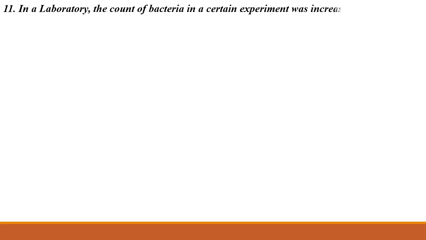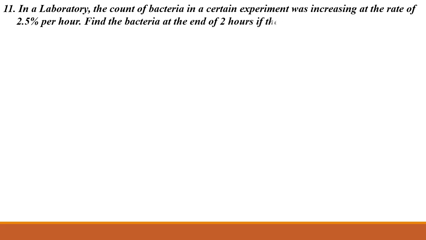We will take one more question for today's class, and that is question number 11 of the NCERT book. It says, in a laboratory, the count of bacteria in a certain experiment was increasing at the rate of 2.5% per hour. Find the bacteria at the end of 2 hours if the count was initially 5,06,000.